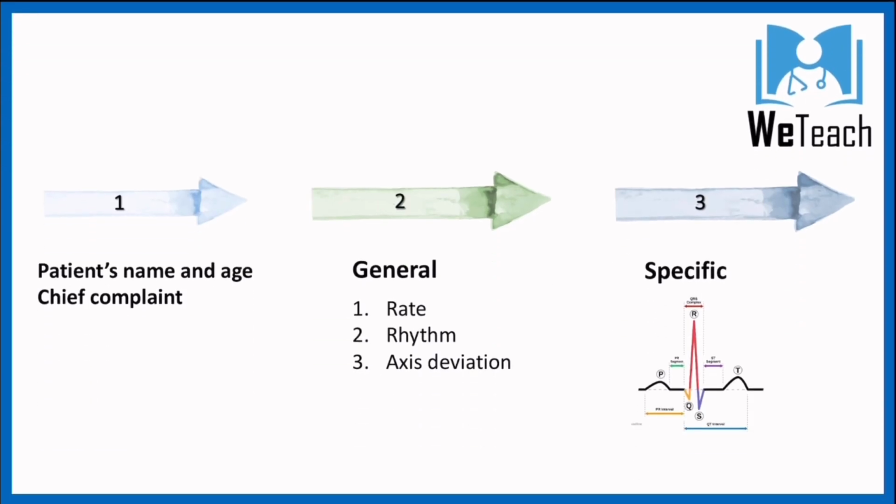So start with the patient's name, age, and gender, then the chief complaint. After that, report your general findings. This includes rate, rhythm, and axis deviation, and after that your specific findings, and basically for this just follow the same order of the segments and the waves in the ECG.